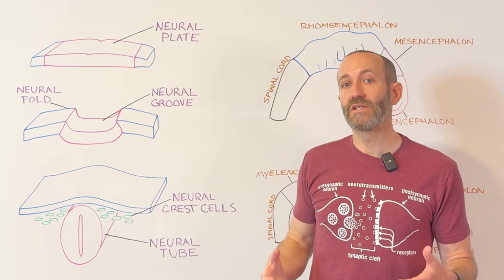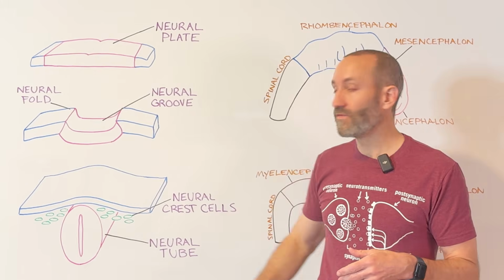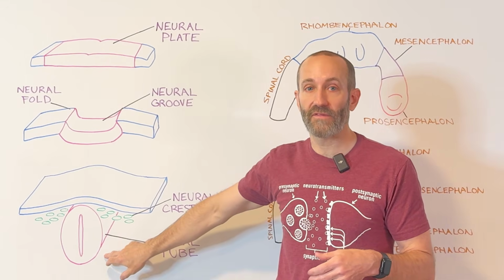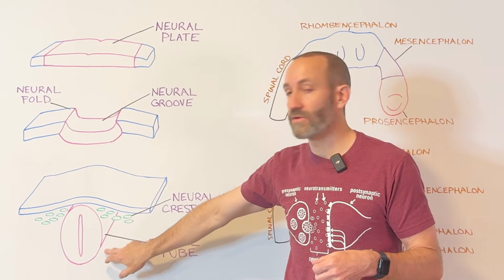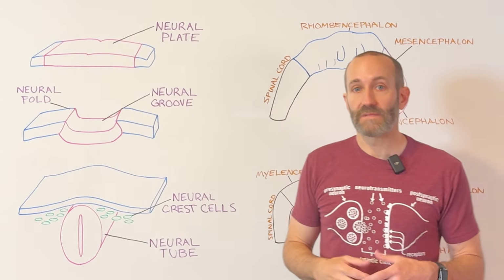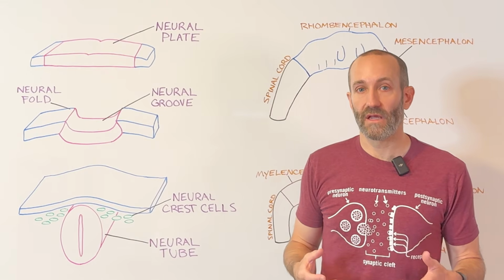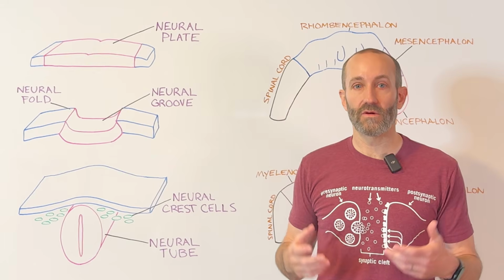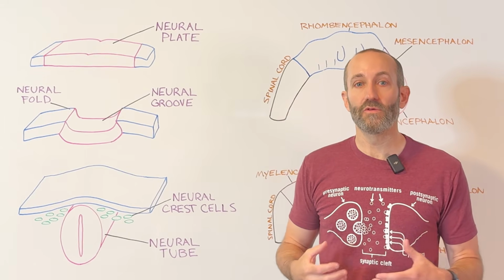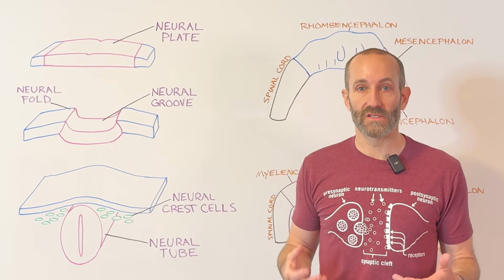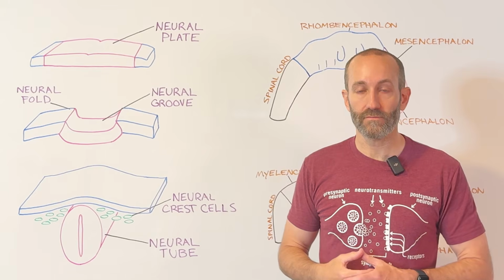As these folds continue to move toward one another, they eventually fuse, transforming the flat neural plate into a hollow structure called the neural tube. This process is known as neurulation, and it's one of the most important events in early neural development because the neural tube is what ultimately becomes the central nervous system, or the brain and spinal cord.